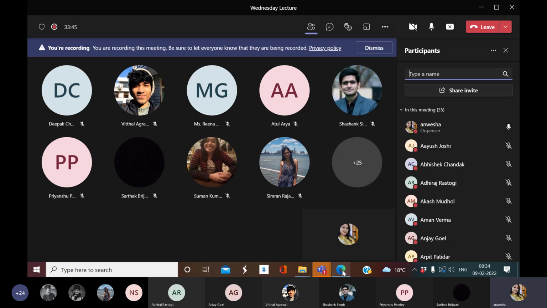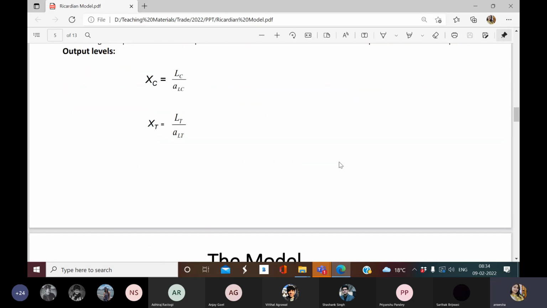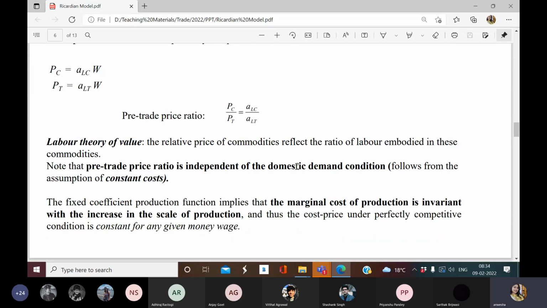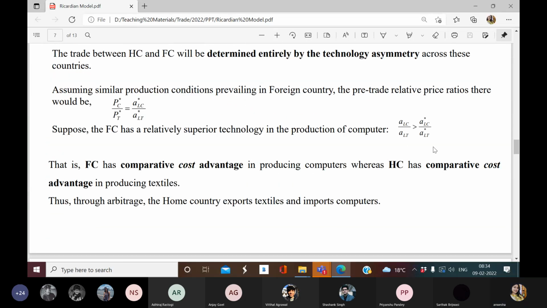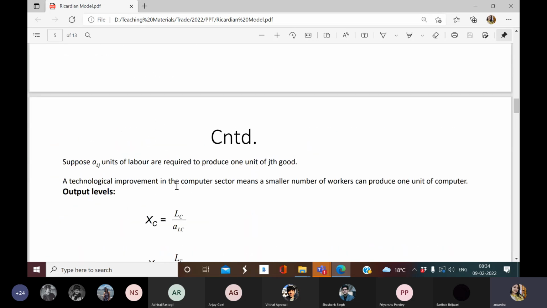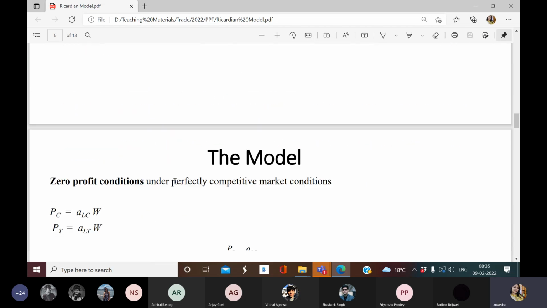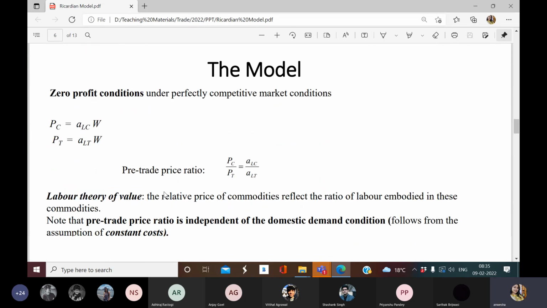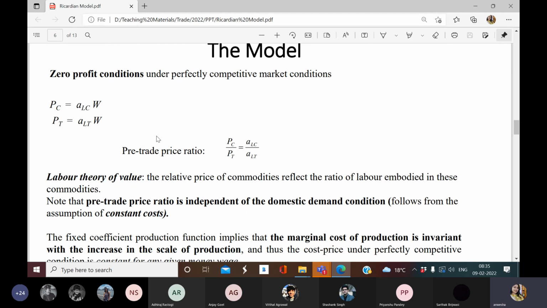And the labor requirements of the countries are also different, because in the Ricardian model, the only source of comparative advantage is technological difference. That technological difference is represented in terms of the labor requirement. We have already discussed the equilibrium output levels, XC and XT, and the zero profit conditions in the pre-trade situation.